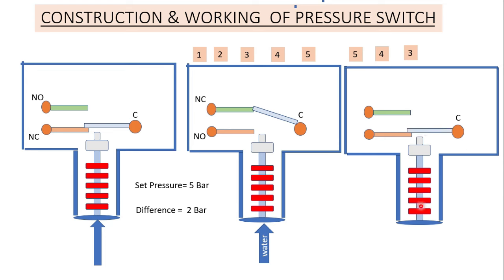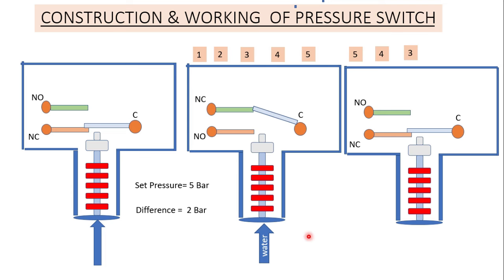Because this spring is now moving toward the diaphragm, toward the input side, in the bottom direction, the bottom side. Now as you can see, this NO becomes NC again in its original form, and this NC becomes NO, so it returns to its original state. So this process works continually in every system. This is the basic working principle of the pressure switch.